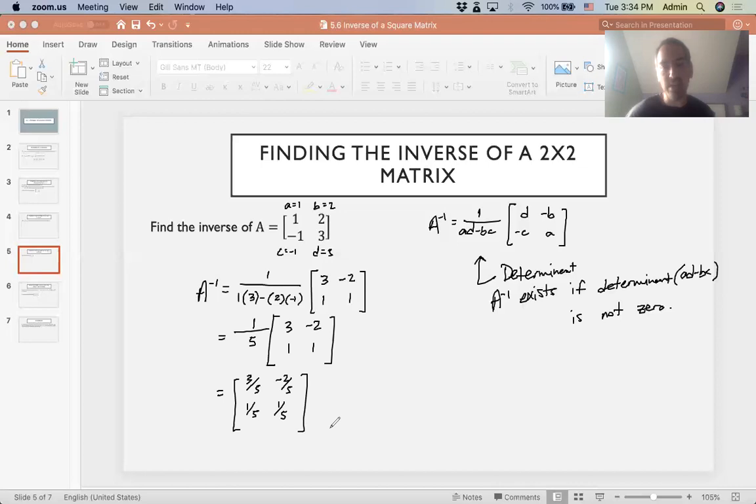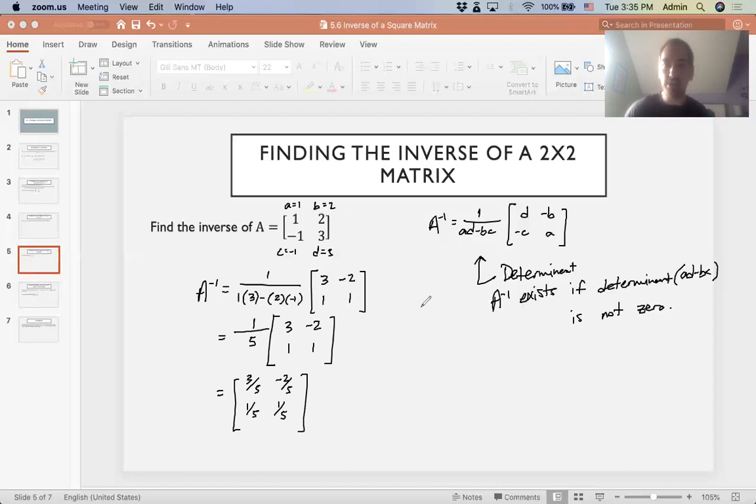And we say that the inverse does not exist if the determinant is 0, right? Do you know why? Because if the determinant is AD minus BC, and if that were to be 0, you cannot divide 1 by 0. So therefore, in that case, the inverse would not exist.